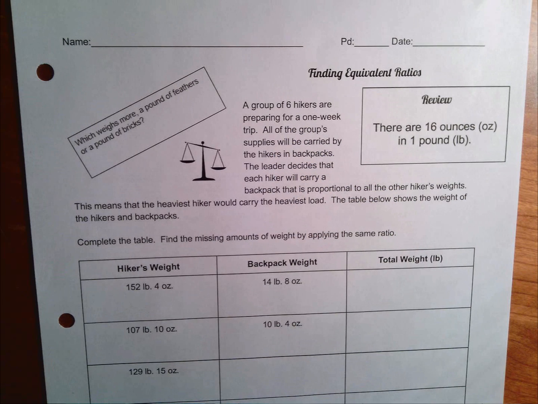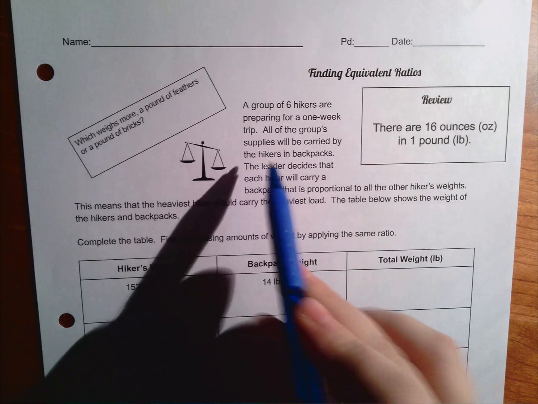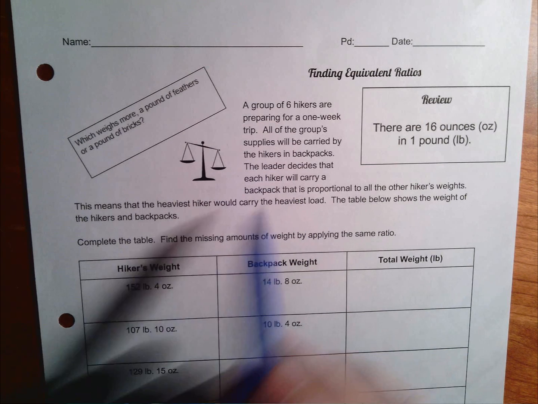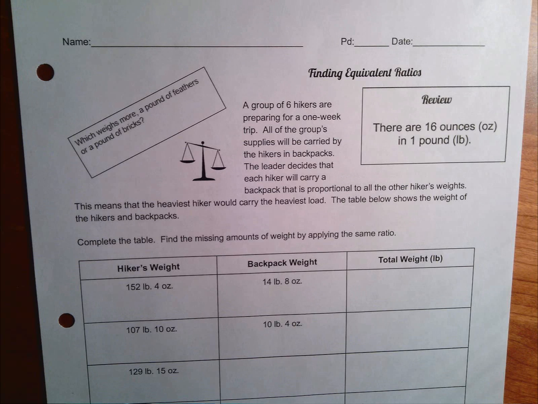A group of 6 hikers are preparing for a 1-week trip. All of the group's supplies will be carried by hikers in backpacks. The leader decides that each hiker will carry a backpack that is proportional to all the other hikers' weights. This means that the heaviest hiker would carry the heaviest load. The table below shows the weight of hikers in backpacks.